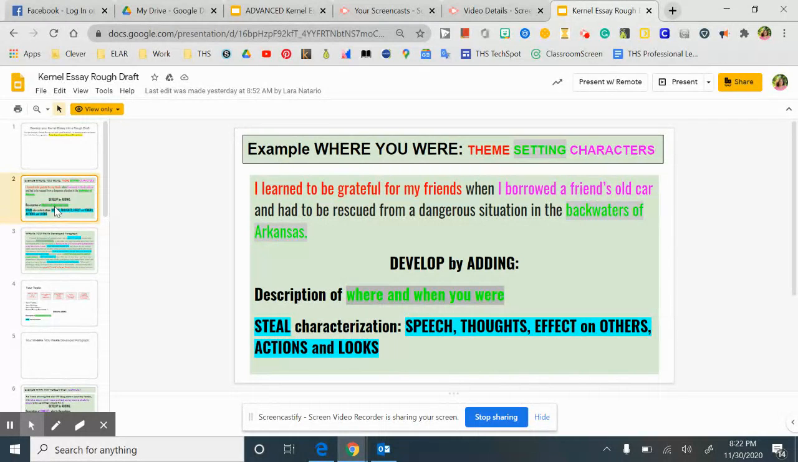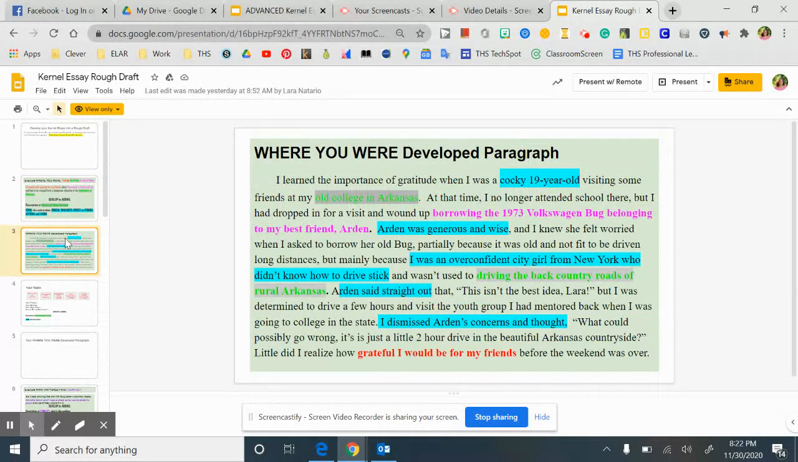We are going to develop by adding the description of where and when we were. And then we are also going to use some characterization using STEAL. Okay, STEAL stands for speech, thoughts, effects on others, actions, and looks. That's how we learn the characters. That's how they develop in a story. And that's what you are going to be adding to this first sentence to develop it into a paragraph. Here is the example. Pay attention to the color coding because they represent the different pieces. Green as a setting, blue as the characterization, pink as the characters, and red as the theme.